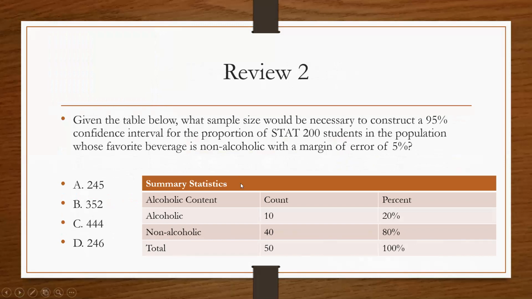All right, so review two. Given the table below, what sample size would be necessary to construct a 95% confidence interval with a margin of error of 5%? You're given everything here. If you want, I can go back to the equations sheet so you can write it down. I imagine most of you already have it, so just let me know and I'll give you a little bit of time to work on it.